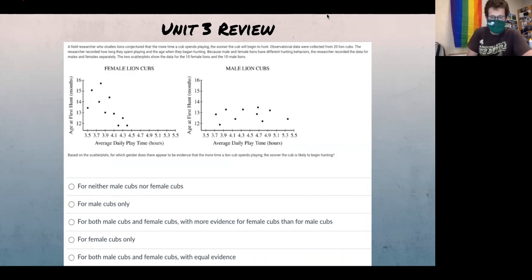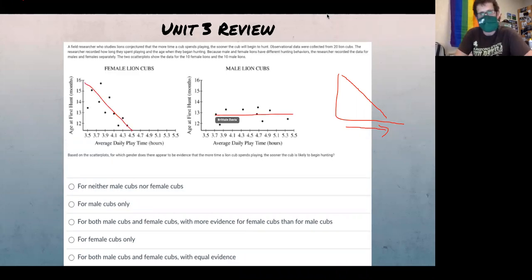Now, I will say this. It's maybe easier to think about this in terms of, create your own scatter plot right here. As playtime increases, the time to first hunt should decrease. So we're looking for a negative relationship between these two. So as one increases, the other decreases. The only one that shows a negative relationship is female. Male looks to be no association at all.